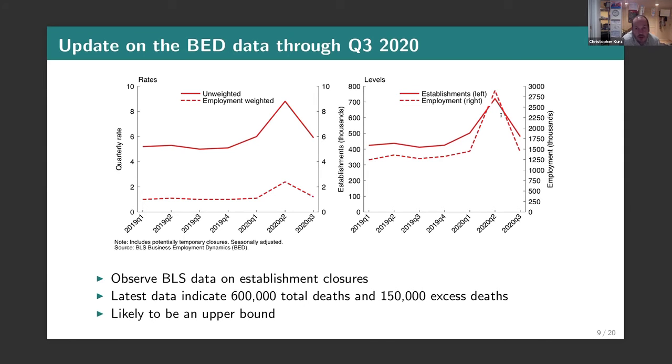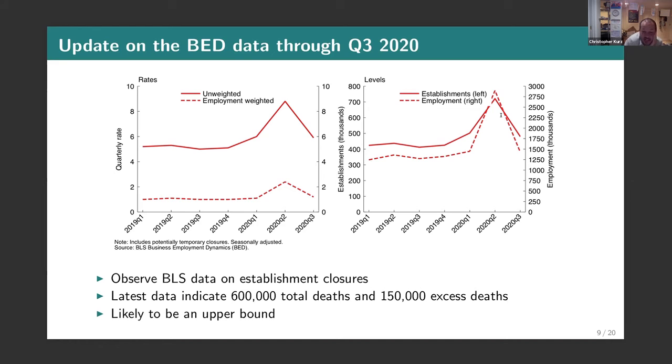We talk about Q1 all the way through Q2 in the paper, and I would say look at some of the details of that if you want to see how we come up with these numbers. But if you're looking at the most recent BED data, then you're going to see an increase in exit rates in the second quarter. And I have this by establishments and employment and just those rates.